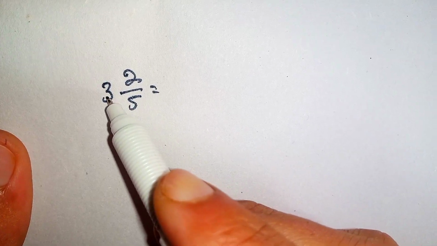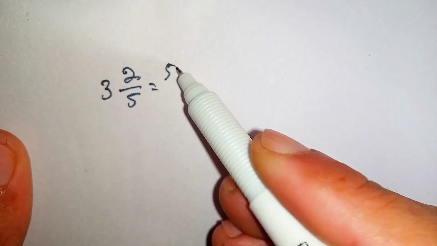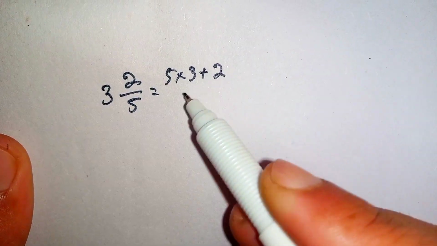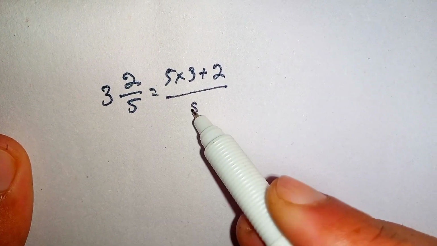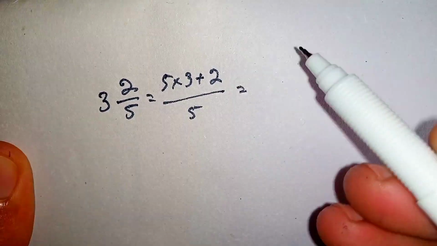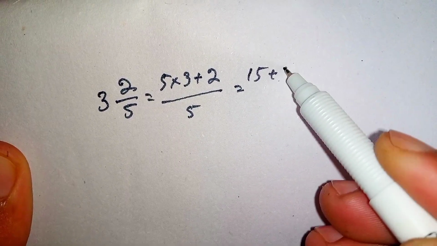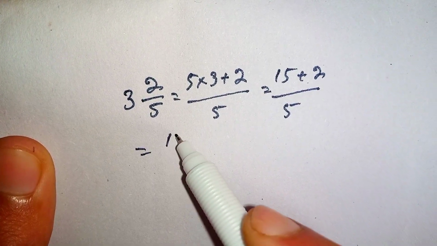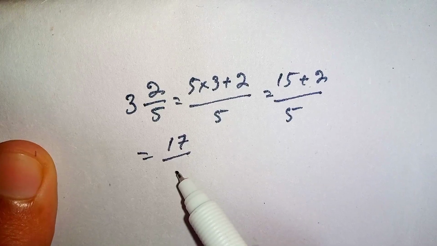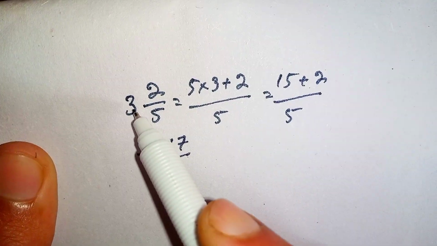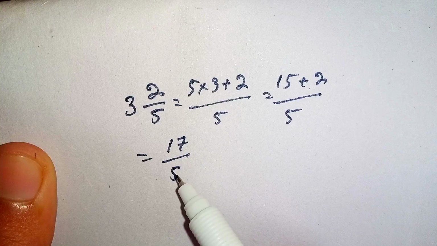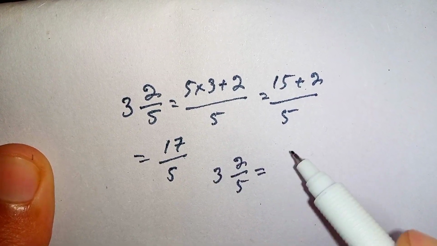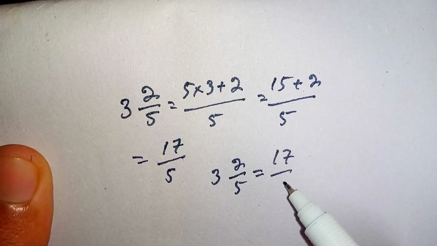So 5 times 3 is 15. 5 times 3 plus 2, divided by 5. So 5 times 3 is 15, plus 2, divided by 5. 15 plus 2 is 17, divided by 5. So 3 and 2 over 5 is equal to 17 over 5.